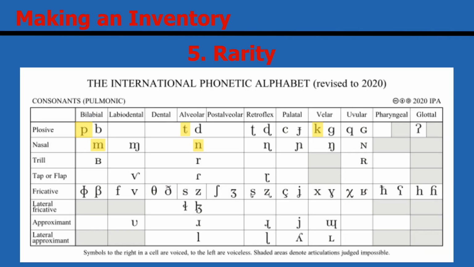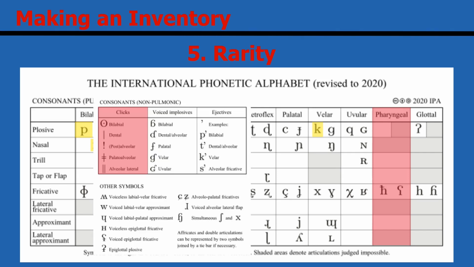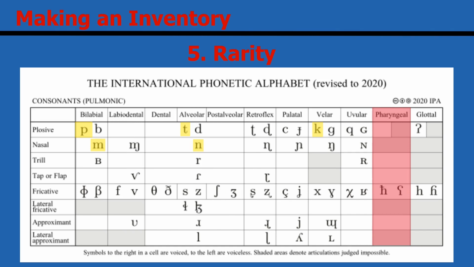On the other hand, pharyngeal consonants and click consonants are both rare and should be generally avoided. Interestingly, English's th is relatively quite rare as well.